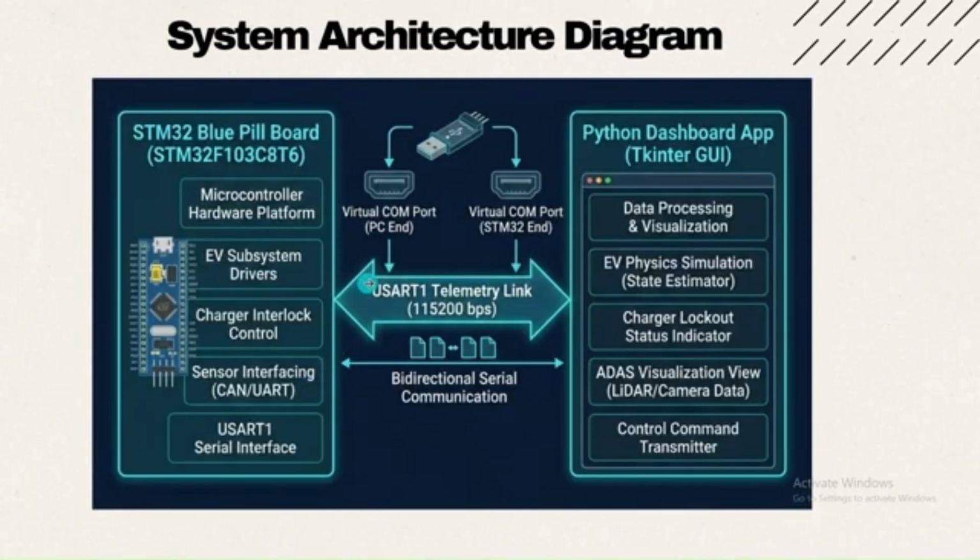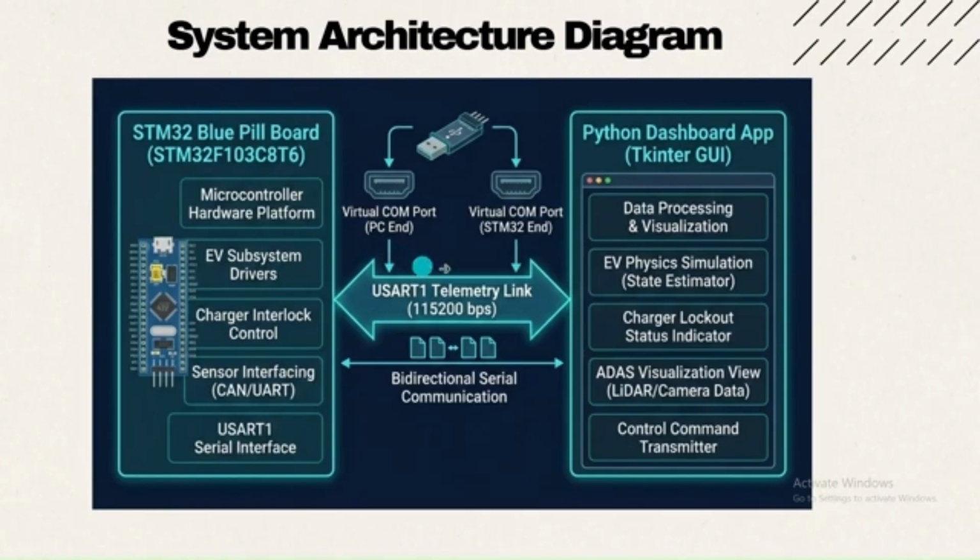And now if I look into the system architecture diagram, on the left side we can see the STM32 Blue Pill, where it executes the firmware polling loop. It triggers the range sensors, performs ADC on the slider inputs, evaluates safety rules and controls warning LEDs. In the middle you can see the USART serial telemetry link, which transmits formatted ASCII strings over the virtual COM bridge.